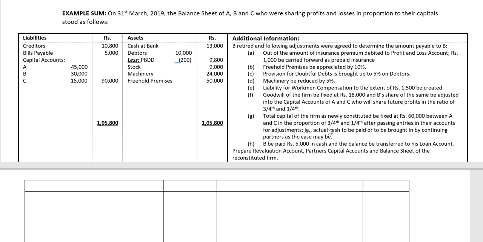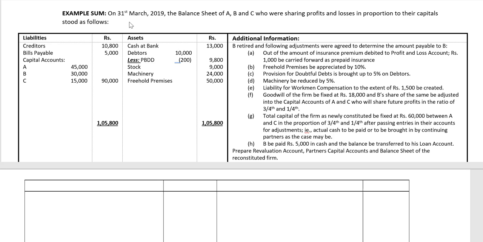G. The total capital of the newly constituted firm be fixed at ₹60,000 between A and C in the proportion of 3/4 and 1/4 after passing entries in their accounts for adjustments, that is, the actual cash to be paid or to be brought in by the continuing partners as the case may be. Point H. B be paid ₹5,000 in cash and the balance be transferred to his loan account. We are asked to prepare the revaluation account, partners' capital accounts, and the balance sheet of the reconstituted firm.